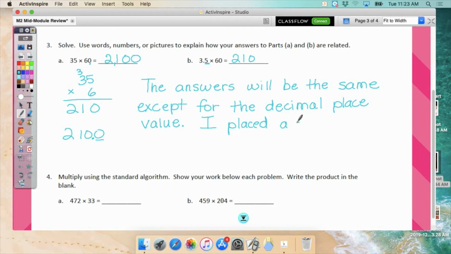I placed a decimal in the second answer, showing tenths. I know that's a lot of writing, but we really need to explain what we mean, don't we? And that's the only one I'm making you write on tomorrow. Okay? So once you have that written, would you put your pencil down, please? So I know you're ready to go on.